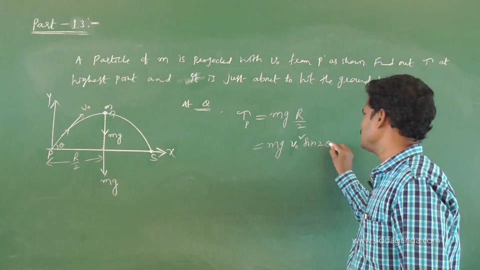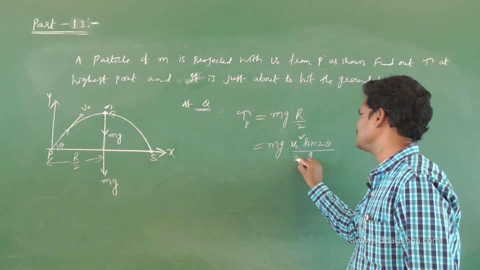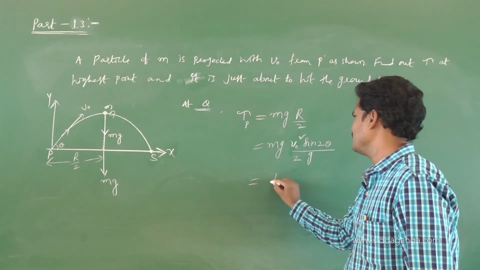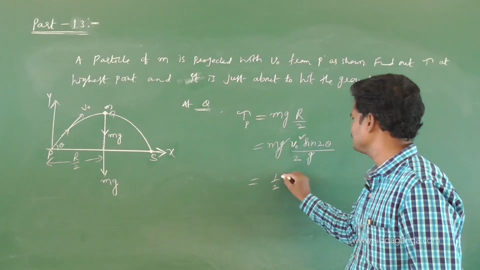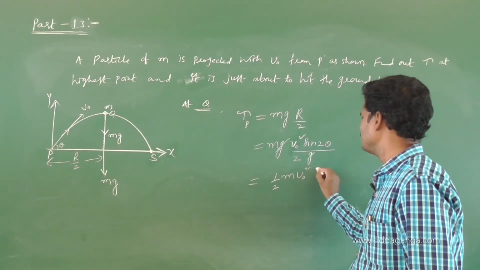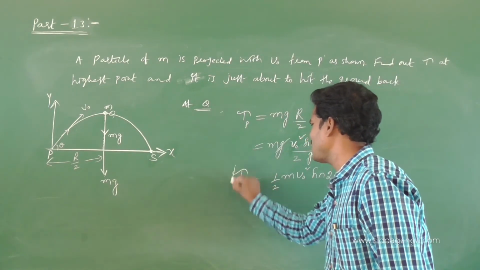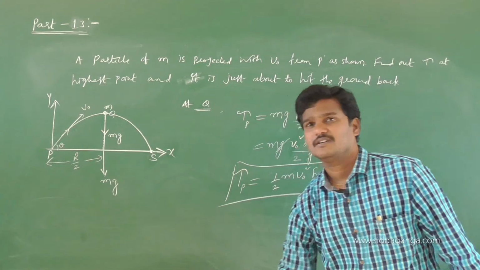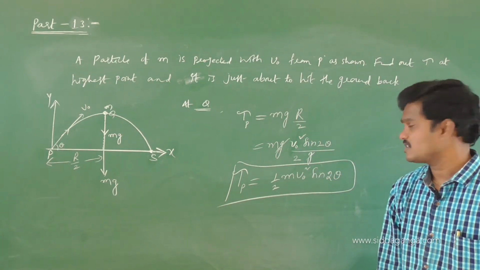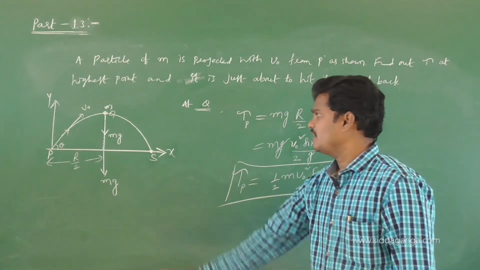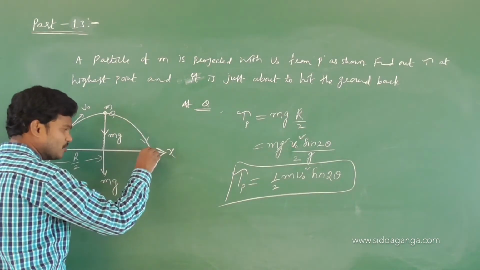Range formula: u square, u nothing but v naught square sin 2 theta by g. Already 2 is there, this 2 I am writing as it is, so the answer is half. So g gets cancelled. Half m v naught square sin 2 theta is the torque about the point P. Got it?